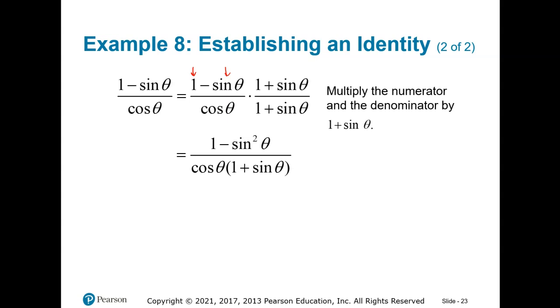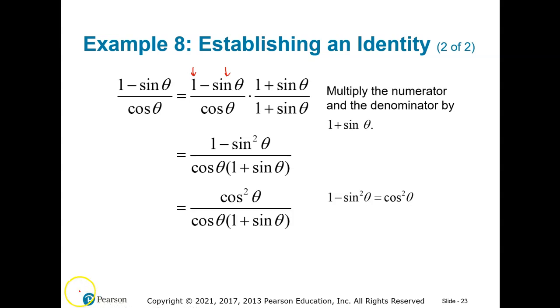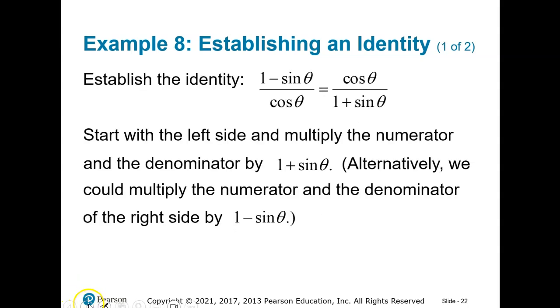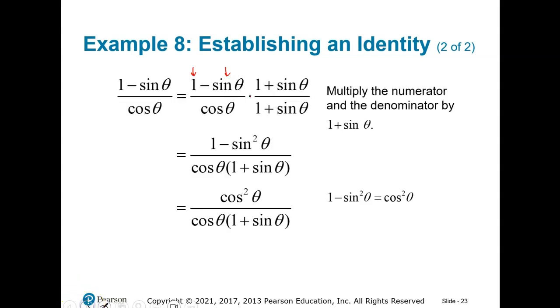On the denominator, I'm just leaving it in that form for right now. That way when I rewrite this 1 minus sine squared as cosine squared, I can just cancel a cosine in the bottom with a cosine up top. Okay, that's what you want to do: hold these factored forms when you multiply by conjugates like this for as long as you can. You don't want to distribute unless you absolutely have to. All right, that's cosine over 1 plus sine, which is what we were told to establish. So that is the right-hand side there.